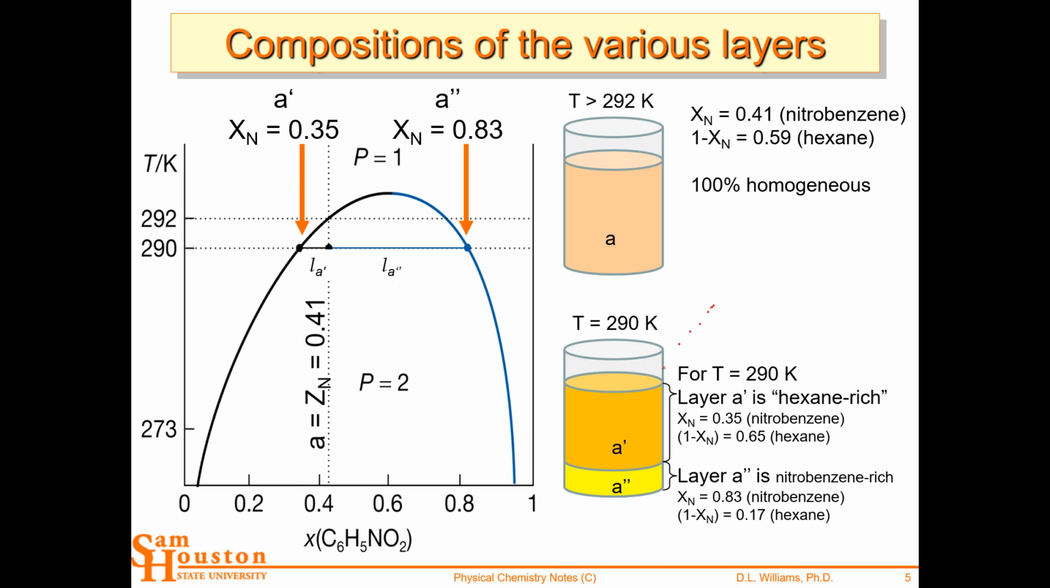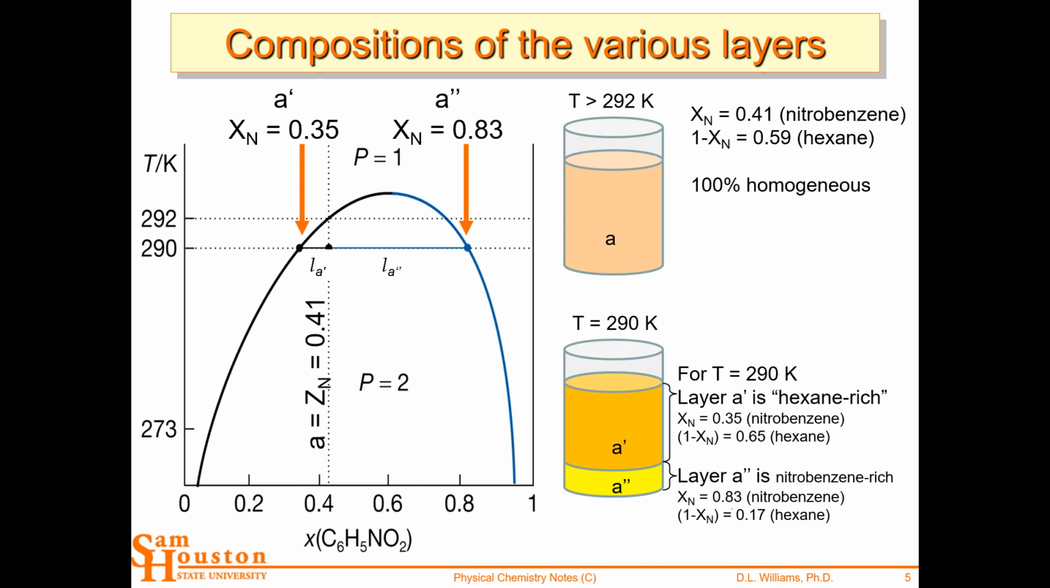So this top layer, A prime, is hexane rich. It has this XN of 0.35, so that's the composition of the nitrobenzene. 1 minus that is the hexane composition. And then layer A double prime is on bottom, it's over here at 0.83, that's the nitrobenzene composition, so 1 minus that is the hexane composition. Now what I want to know, and what we need to use the lever rule for, is how much of each layer do we have.